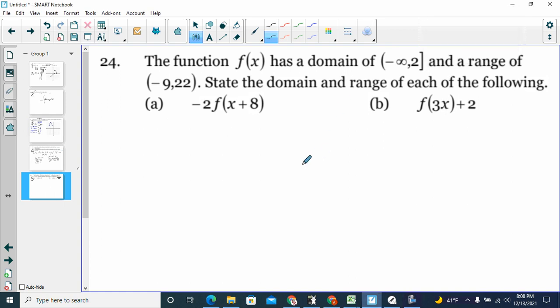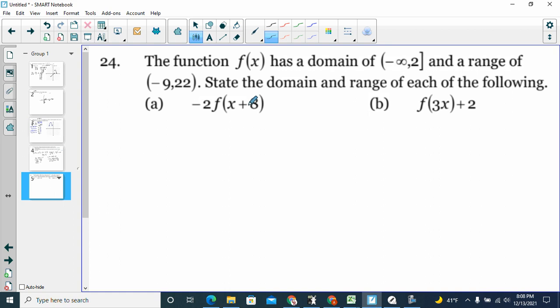Question number 24 is one of these where it gives us the domain and range of f of x and then asks us the domain and range of a function transformation of some sort. The keys to these are remembering that whatever is next to the x is happening to the x values, and it's always opposite of what you would think. So f of x plus 8 actually translates it to the left 8 units.